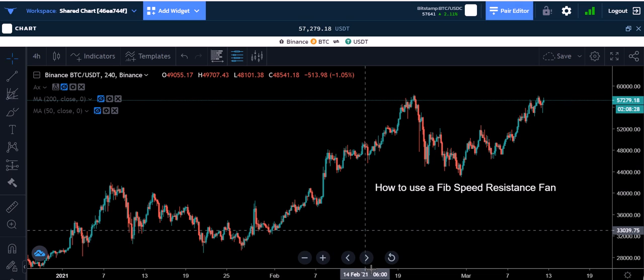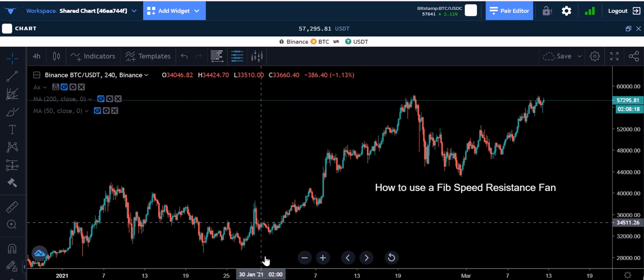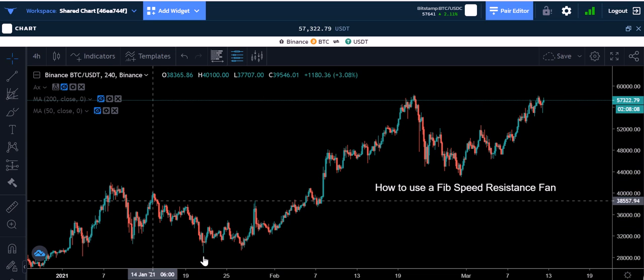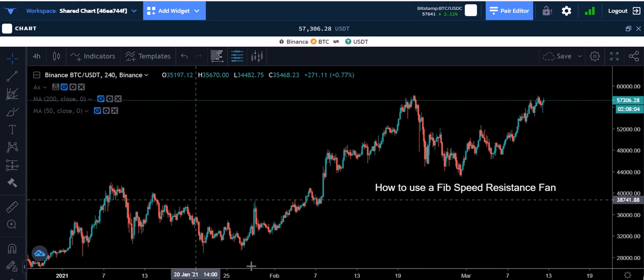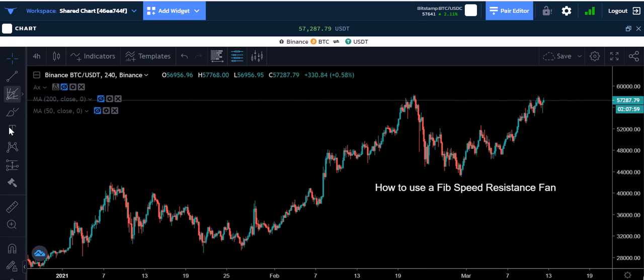How about that? But anyways, we're here to discuss how to use a speed fan, or fib speed resistance fan to be exact. Now, I zoomed out a little bit on the 4 hour. I wanted to show you guys exactly how I would lay one if I were to lay speed. So you have a trend up, a trend down, then trend up, trend down, trend up. So you have a few defined trends on this chart right here, which is what I'm looking for.